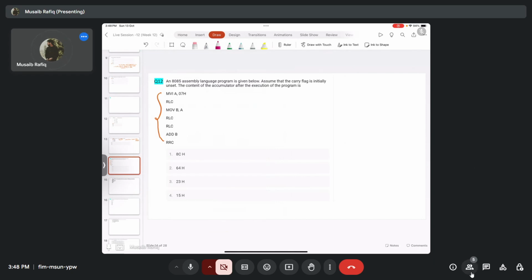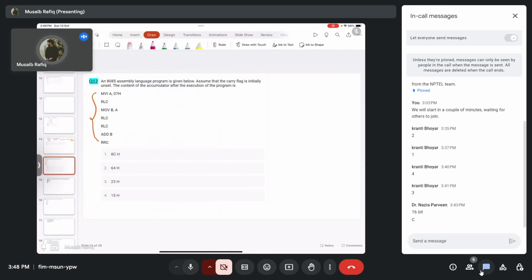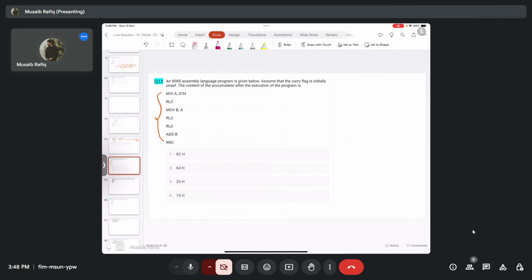So I guess you guys are still solving it. Let me just show you the solution. So we have this first instruction: move immediate A.